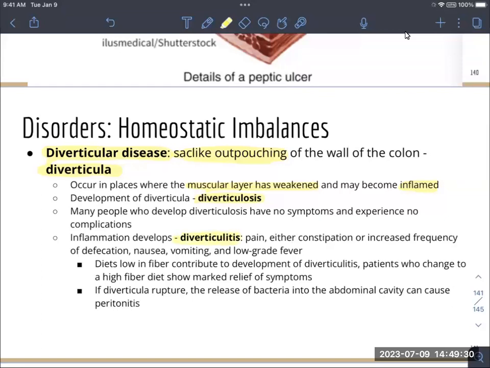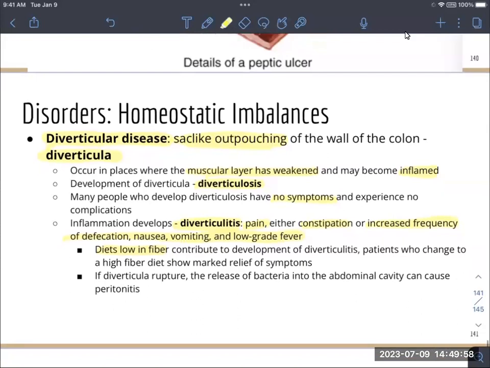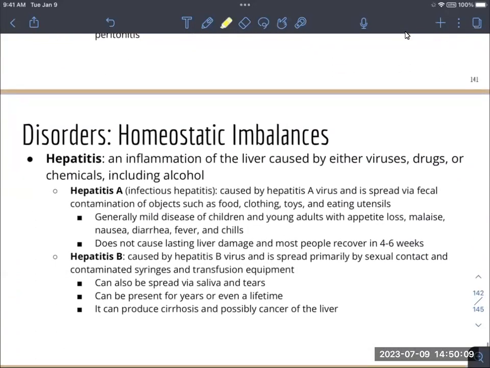People with diverticulosis usually don't have any symptoms. They don't usually experience any problems, but diverticulitis is very painful. It can cause constipation, a frequent need to defecate, nausea, vomiting, and fevers. This is where a high fiber diet can be beneficial, because if you have a low fiber diet, you're more likely to develop diverticulitis. These diverticula can rupture and release bacteria into the abdominal cavity, because we have a lot of bacteria that line most of the walls of the large intestine specifically.